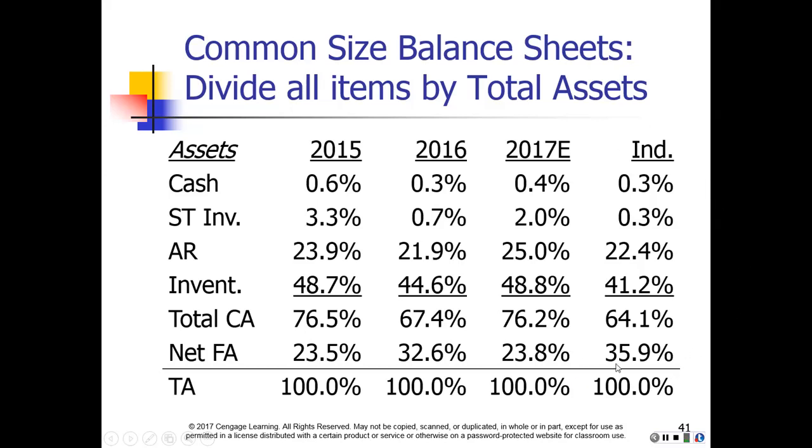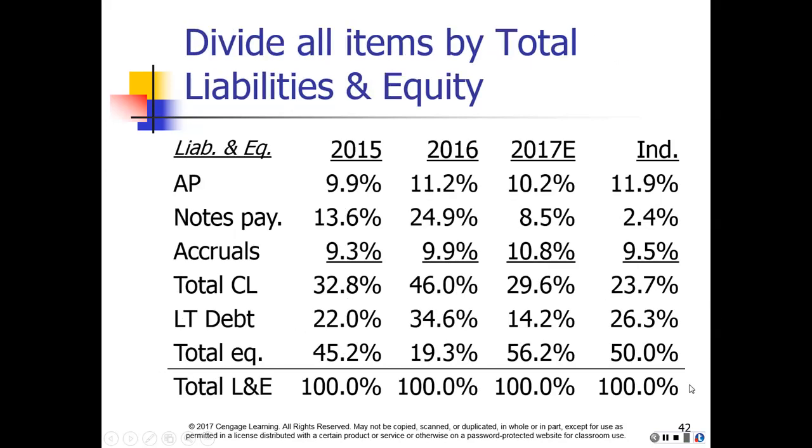And then we can also look at the industry averages for comparisons with the common size balance sheet. But the common size balance sheet is more useful to compare across time. We can see accounts receivable actually went up to 25%. Inventory is going up as a percentage of total assets, and that had shown up in the inventory turnover, and some other ratios that we had seen before.